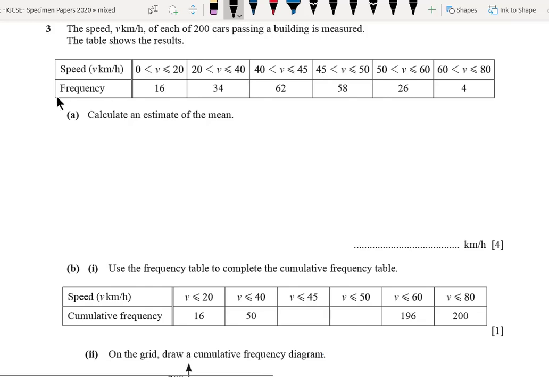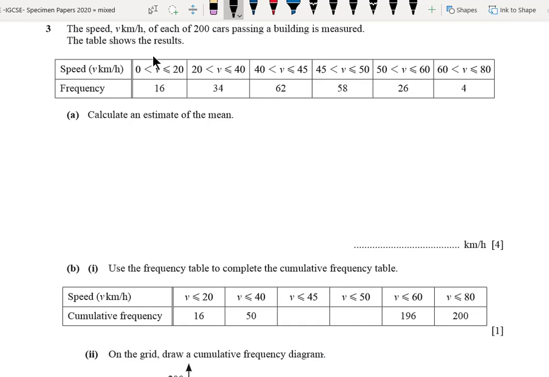Question 3 said that the speed v kilometer per hour of each of 200 cars passing a building is measured. The table shows the results. The first row of this table shows the speed intervals, and the second row shows the frequency.